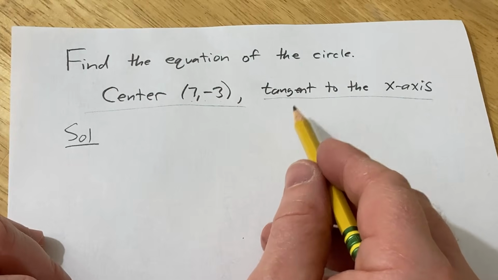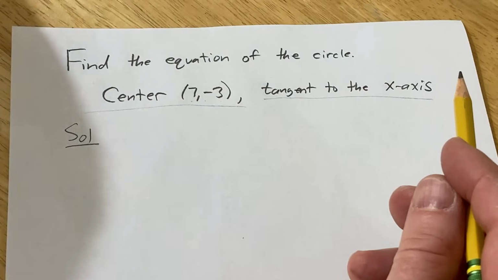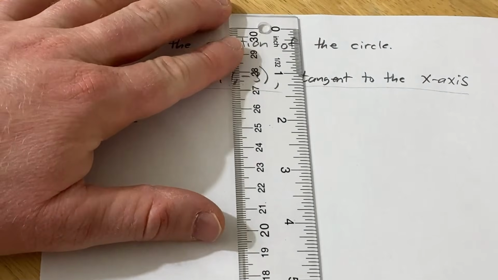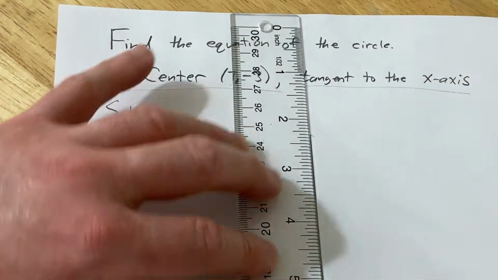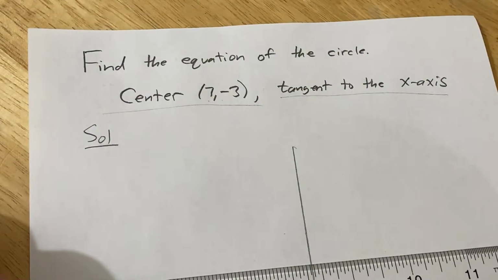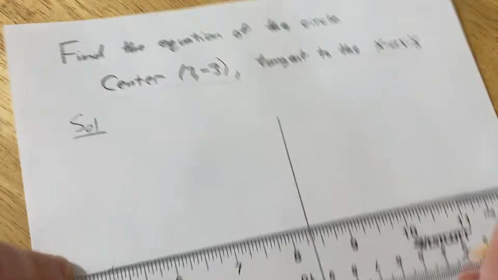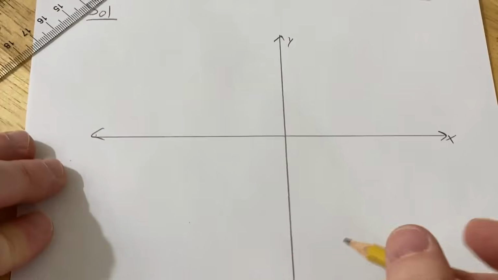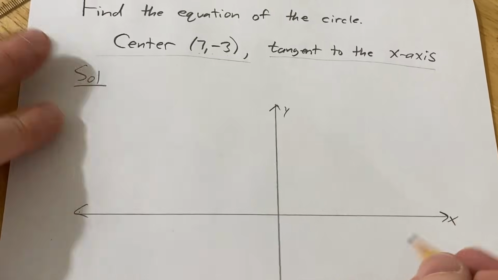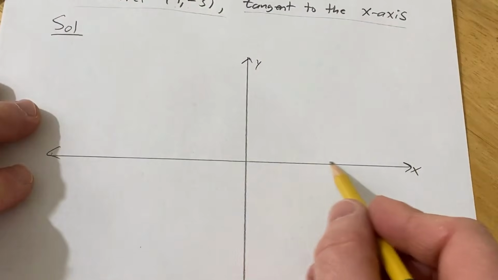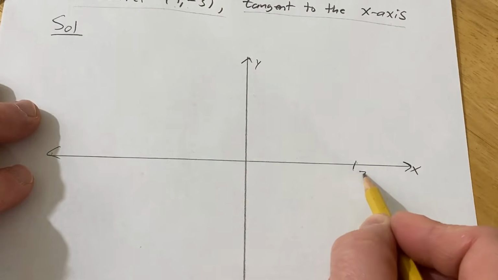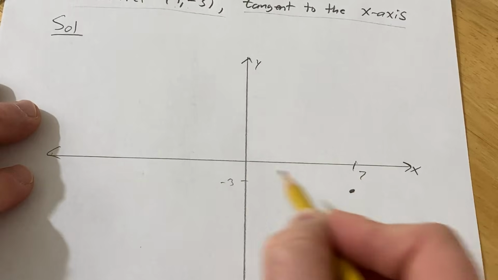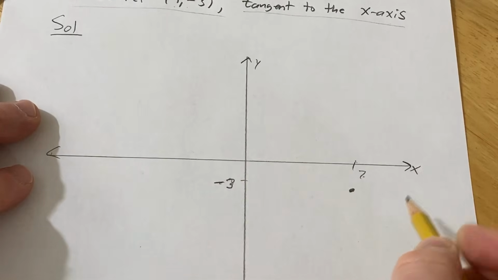So to find the radius, what we're going to do in this problem is draw a quick picture. So I'm going to use my ruler here to draw a rough sketch of the xy plane. So here's the y-axis, and then here is going to be the x-axis. Okay, so this is x, this is y. And the center is (7, -3), so let's say this is 7, and say this is -3. So this will be the center of the circle here.